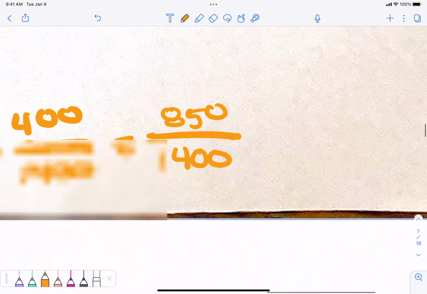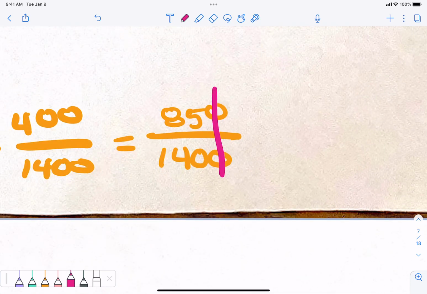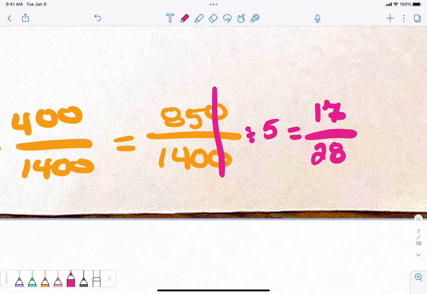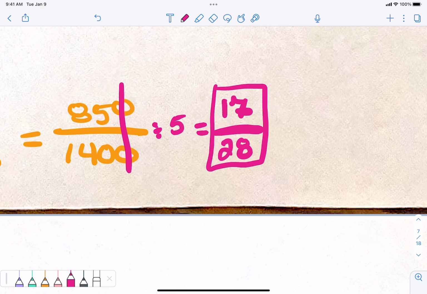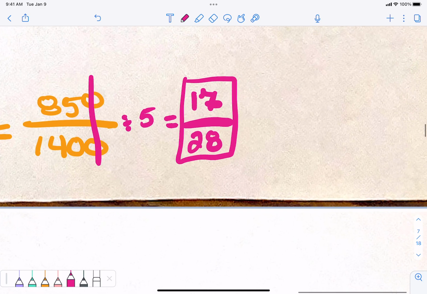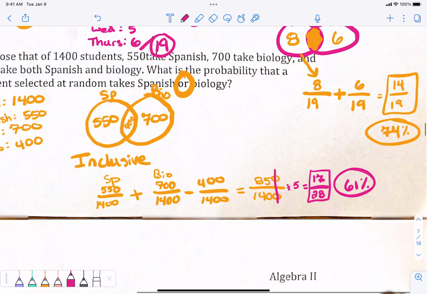Okay, if we reduce that, I know I can cross a zero off. If I divide the top and bottom by 5, 85 divided by 5 is 17. 140 divided by 5 is 28, I think. 17 out of 28. As a percentage, is it like 61%? 69%? 0.60. So 60%. Is it 61? 61% is what it would round to. So about 61% of the students are taking Spanish or biology.